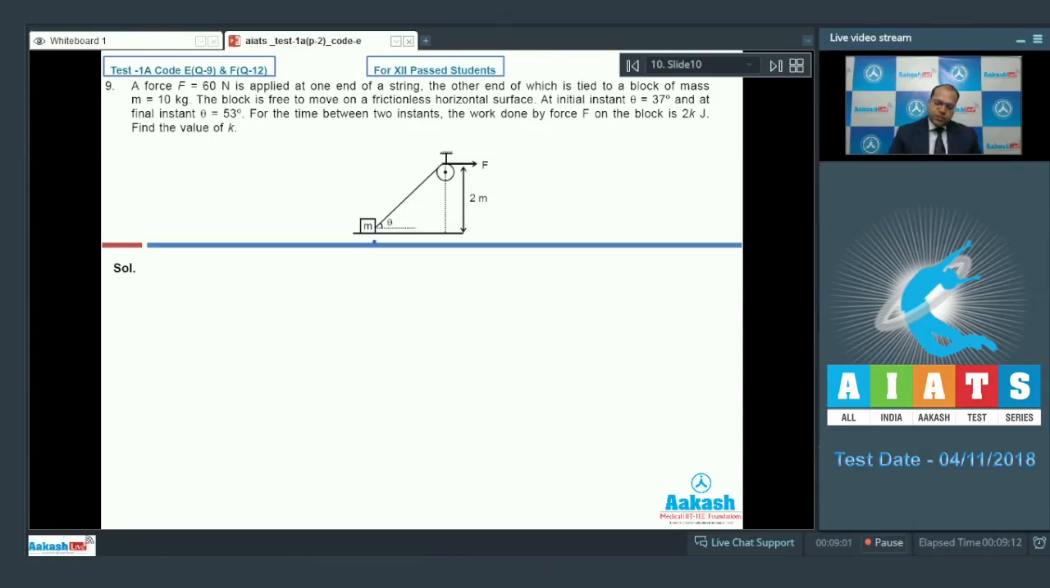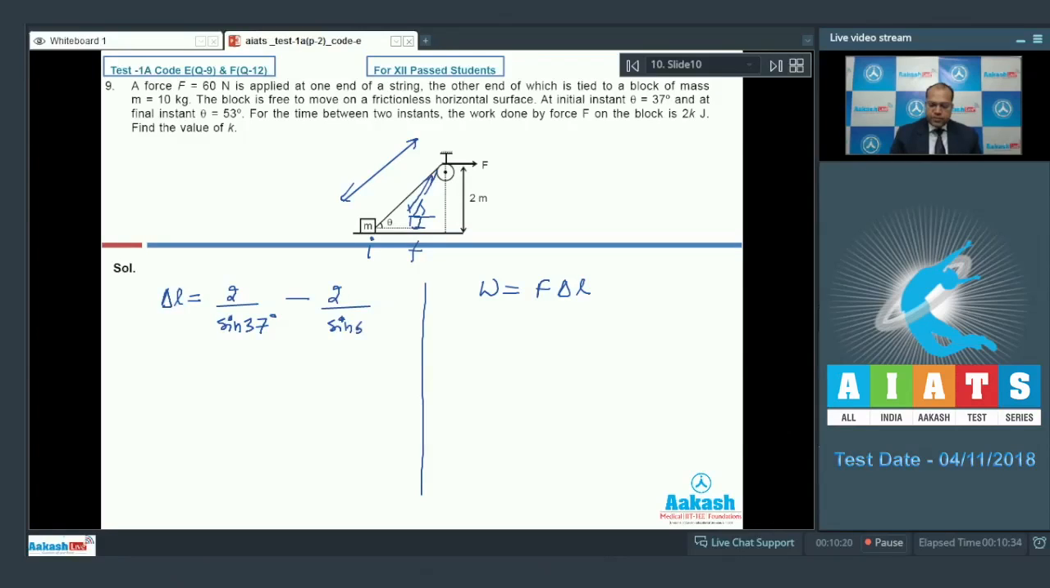Suppose the initial position is this and the final position is this, and in the final position this makes an angle of 53 degrees with the horizontal. So in this case, the work done by the force F can be said as F into delta L, where delta L is the displacement of the point of application of force. First of all, I am calculating the value of delta L. So delta L can be written as 2 divided by sin 37 degrees, that is the initial value L1, minus L2, the final value, which is 2 divided by sin 53 degrees.